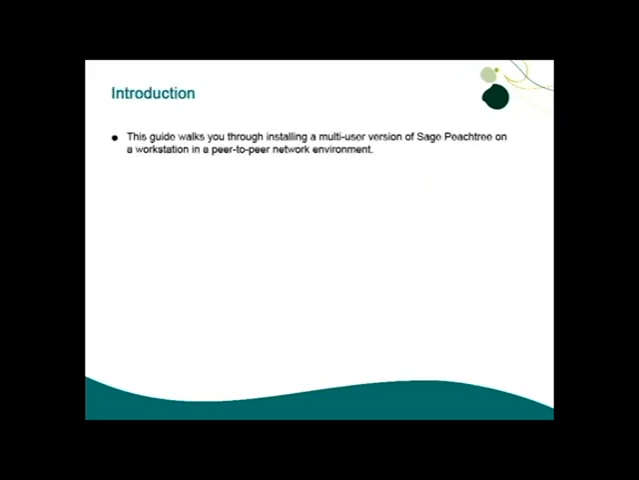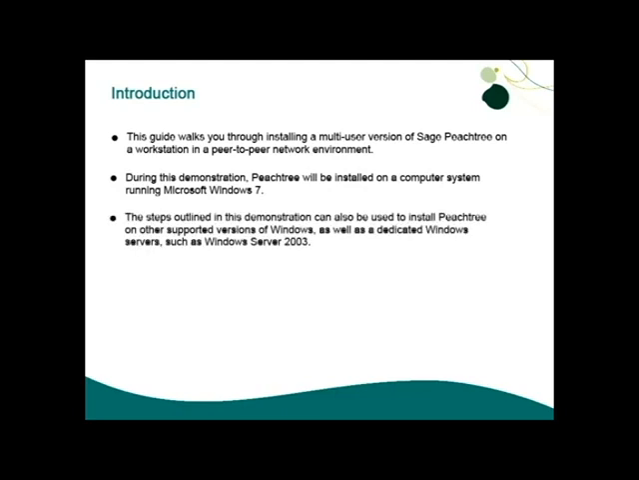This guide provides a walkthrough of installing a multi-user version of Sage Peachtree on a computer connected to a peer-to-peer network environment. During this demonstration, Peachtree will be installed on a computer system running Microsoft Windows 7. However, the steps outlined here can also be used to install Peachtree on other supported versions of Windows, as well as dedicated Windows servers, such as Windows Server 2003.